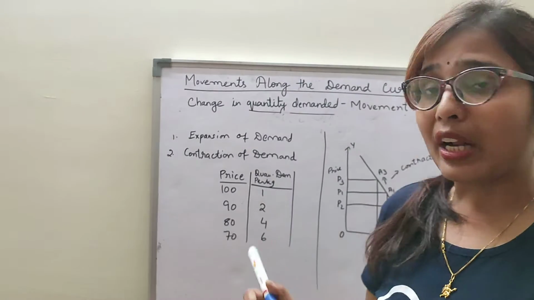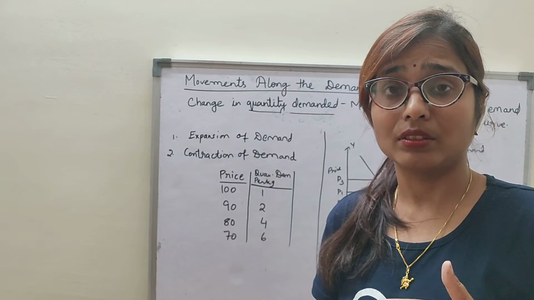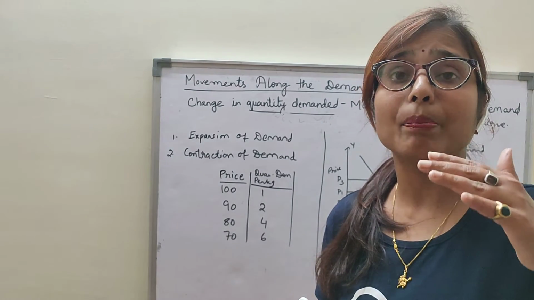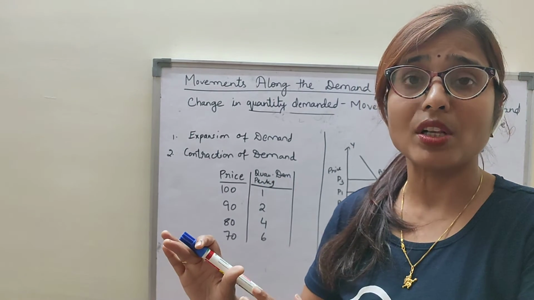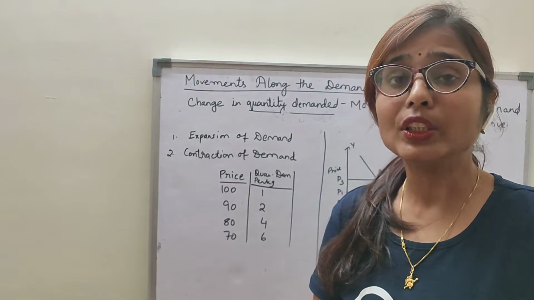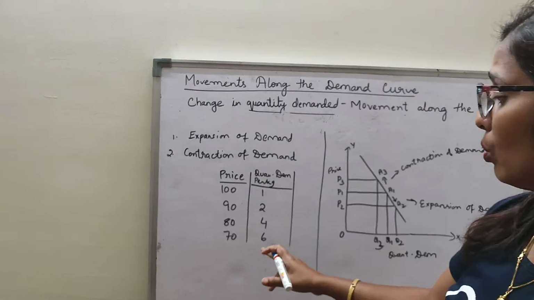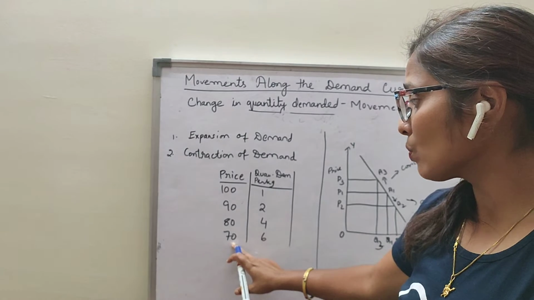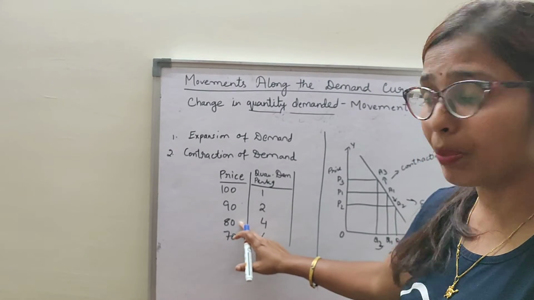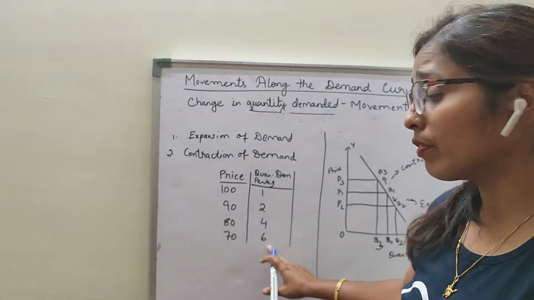Okay. Contraction of demand. When quantity demanded decreases due to rise in the price, keeping other factors constant, is known as contraction of demand or fall in quantity demanded. Now look at this table. If you look from down, price rises from 70 rupees to 80 rupees. Quantity demanded is only 4 kg instead of 6 kg.